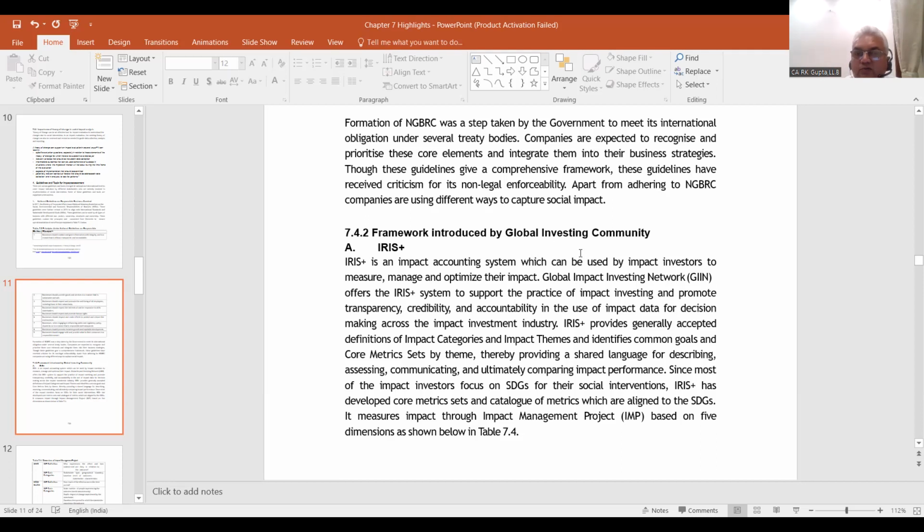So it is an impact accounting system which can be used by impact investors to measure, manage and optimize their impact.